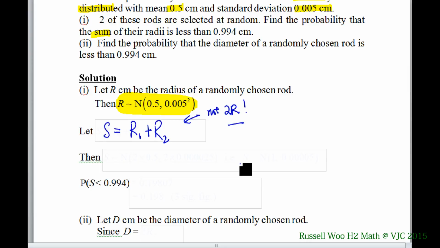Anyway, my question was, do we make use of central limit theorem? Yes or no? No. R is already normally distributed. R1 plus R2 will definitely be normally distributed regardless. Second, there are only two. N equals R1 plus R2. N is not large enough. You can't use central limit theorem. Follow? Also, since R is normally distributed, R1 plus R2 must be normally distributed without central limit theorem.